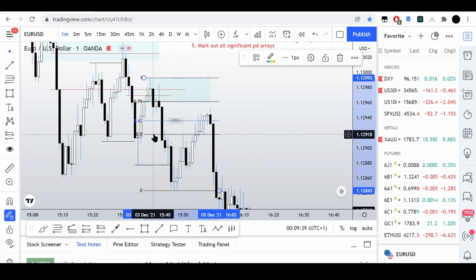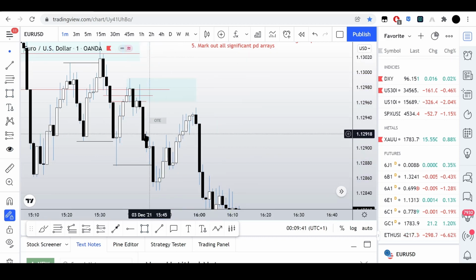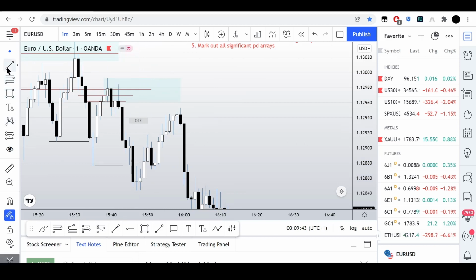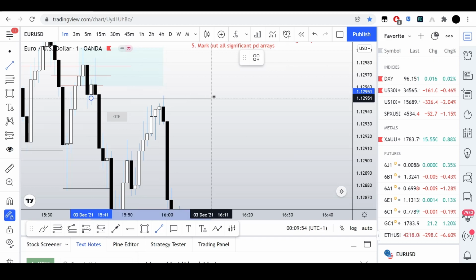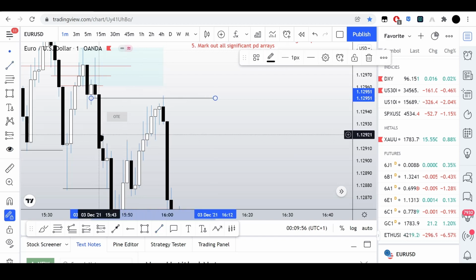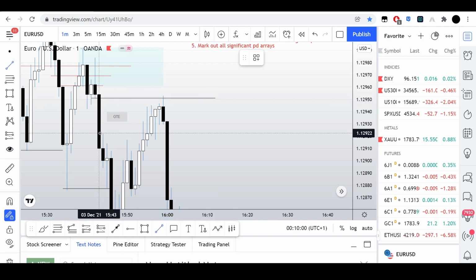Okay, let's take that out. What else do we have? You see it? Do you guys see it? Look at this. This is what you want to mark out from the body. Let me zoom in a little bit so you guys can see it. From the bottom of the wick of this candle to the tippity top of this wick right here, this is your SIBI. This is your imbalance.